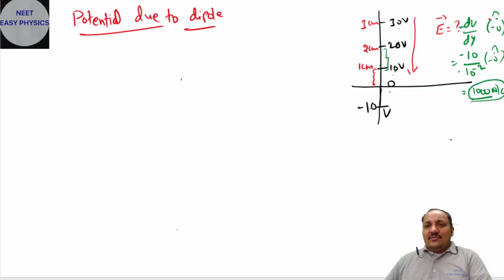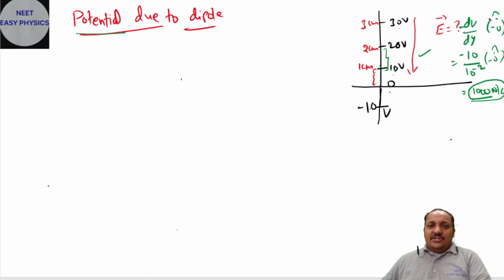So like this, they're going to ask the problems. The direction is also very important, in which direction the electric field intensity is present. So like this also they're going to ask the problem. So be careful while solving this type of problems.